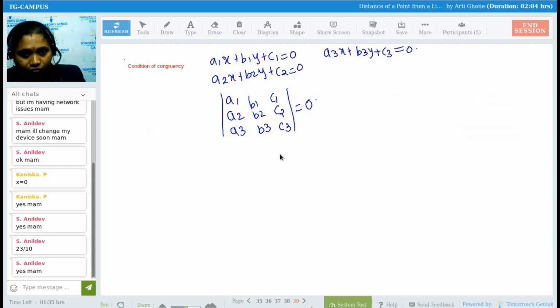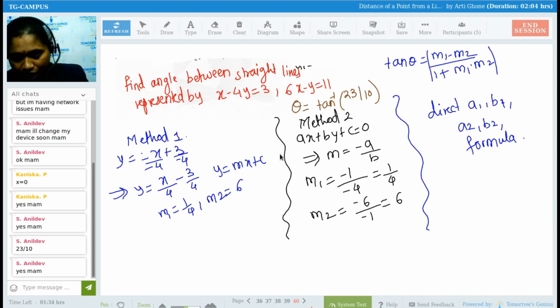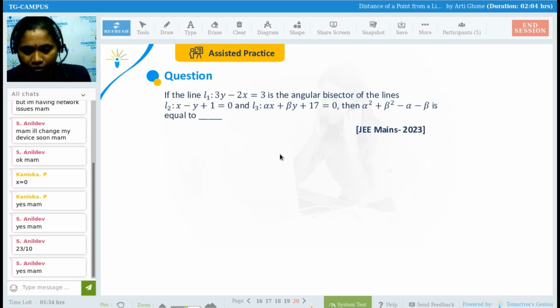Okay. Now next is the condition of concurrency, that was done in the last PPT only, but I'll just revise it. If I have three lines, a1x plus b1y plus c1 is equal to 0, a2x plus b2y plus c2 is equal to 0, and a3x plus b3y plus c3 is equal to 0, then this determinant comes 0. Clear? Okay. A1, A2, A3 in one column, B1, B2, B3 in one column, and C1, C2, C3 in one column. Clear? Okay. So this is just a revision of the last part only. Now let's proceed.